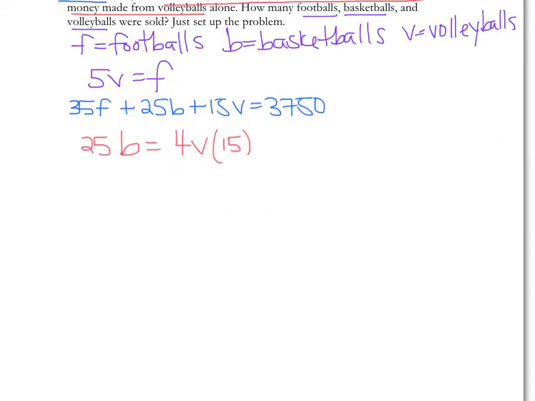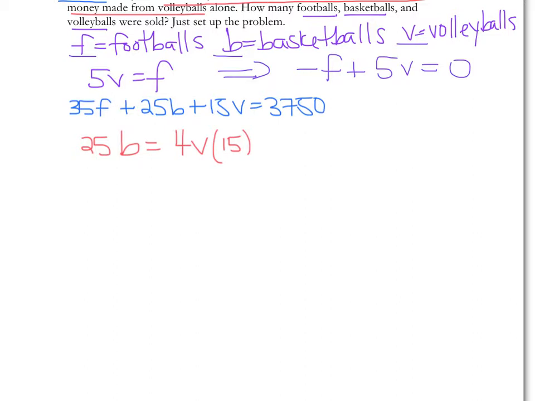We're almost ready to write our matrices. But first we have to remember that our equations all have to go in the same order. So we all want them to go F first, then B, then V. Our first one in purple, we actually need to move that F to the other side. So I'm going to subtract that F on both sides. Now I have negative F plus 5V equals 0.